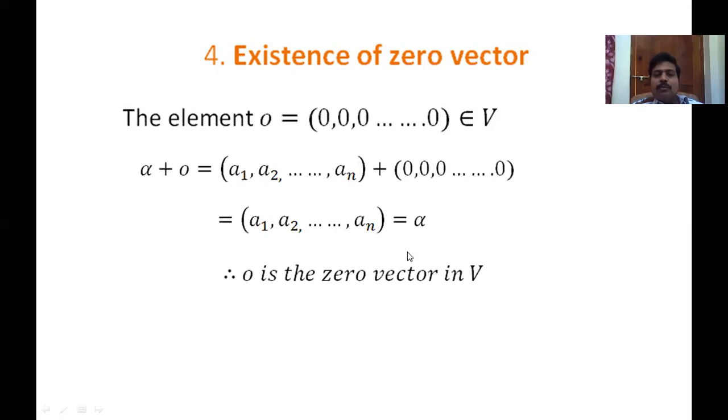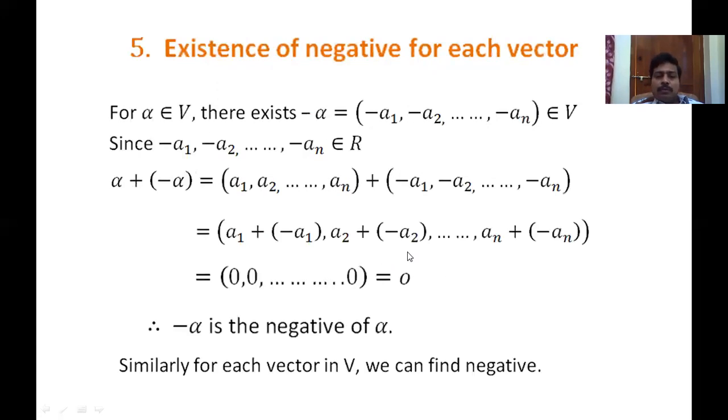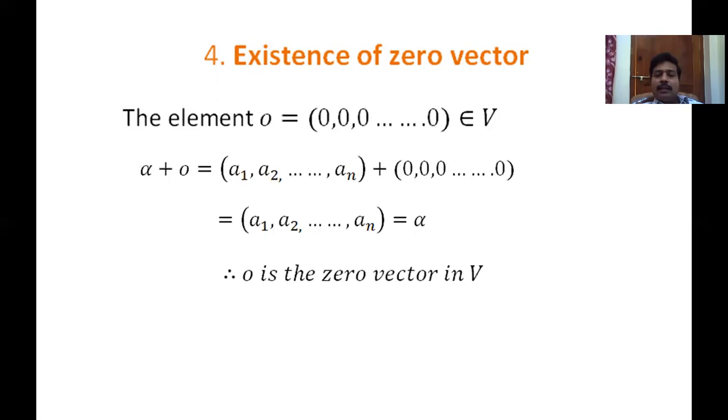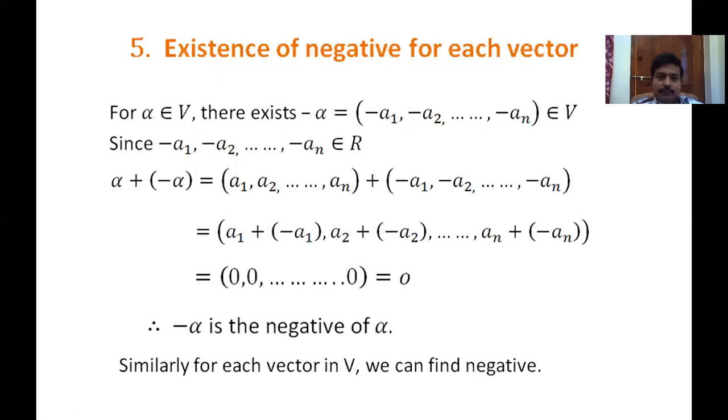So O is the zero vector. So we find a zero vector in our Rn. Now the fifth axiom, existence of negative for each vector. So now we need to find a negative for each vector.